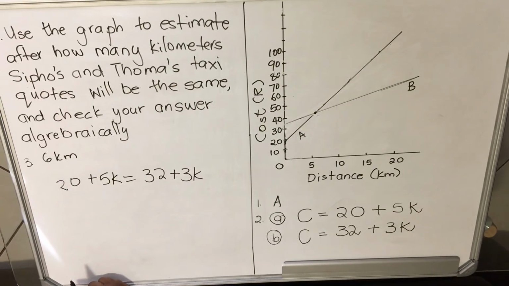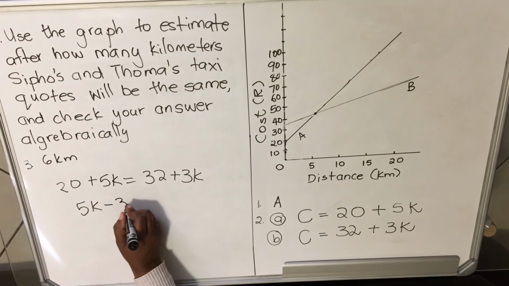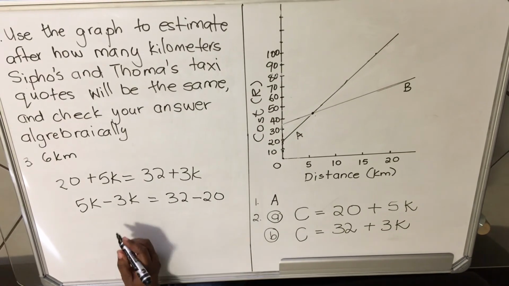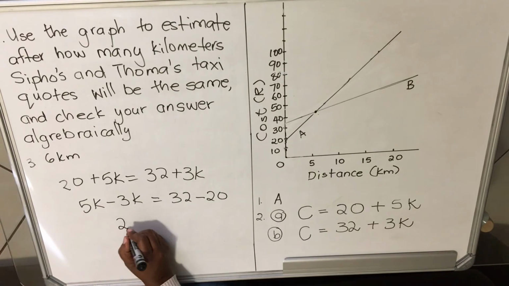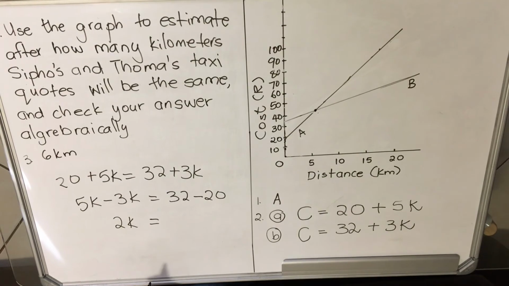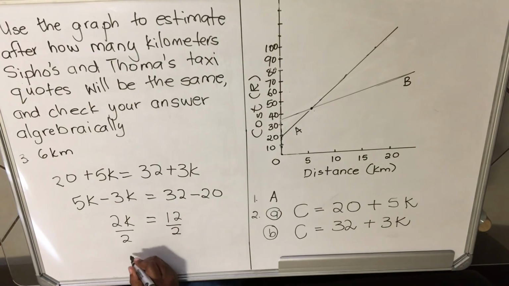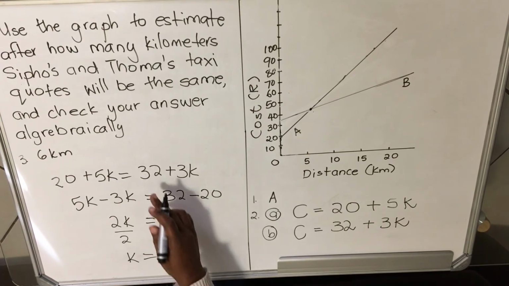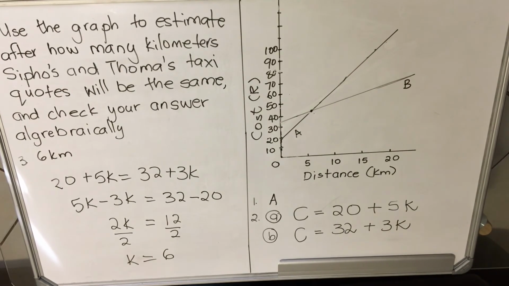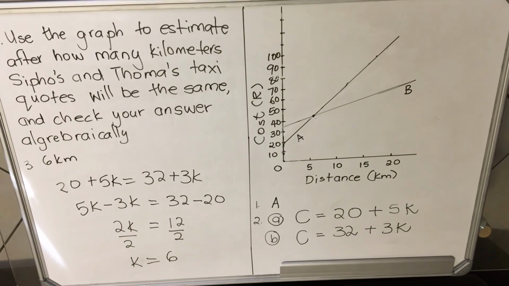Then we keep like terms together. I'm going to take the 3k to the 5k: 5k minus 3k, and then the 32 minus 20. Then this will be 2k is equals to, what is 32 minus 20? It's 12. Then you divide by 2, then your k is 6. This is doing it algebraically. You actually are going to get the same answer. So after 6 kilometers, they will be equal. This is not a hard section. You just need to practice.